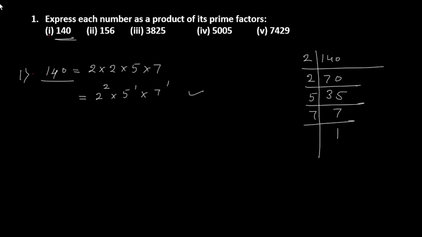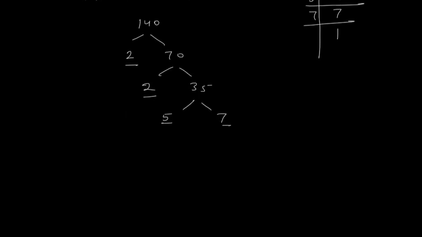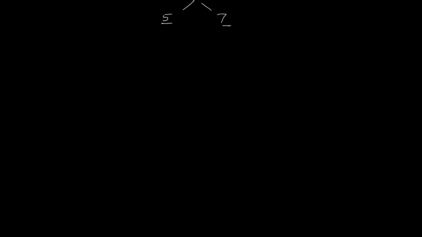We have to express this number as a product of its prime factors. Now if you try to do it by the factor tree method, that is nothing but the same thing. Here you write 140, then you write its factors as 2 and 70, then you write the factors of 70 as 2 and 35, then you write the factors of 35 as 5 and 7, and then you write all these numbers 2, 2, 5, 7. They are the prime factors. So anyway, you can solve this problem.